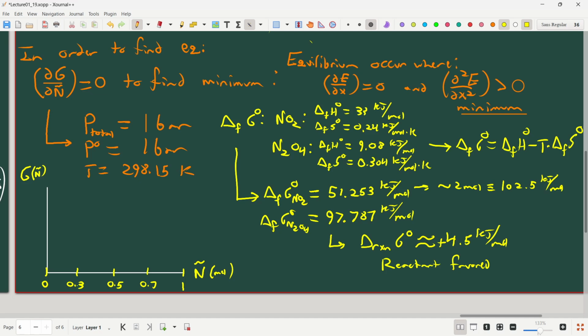All right, so we can figure out immediately where the intercepts of this equation are. Because this intercept, n equals 1, is all B, and this intercept, n equals 0, is all A. So at n equals 0, the Gibbs free energy of the system is just the energy of the reactants, right? So that's going to be 97.787. I'll put 100 here.